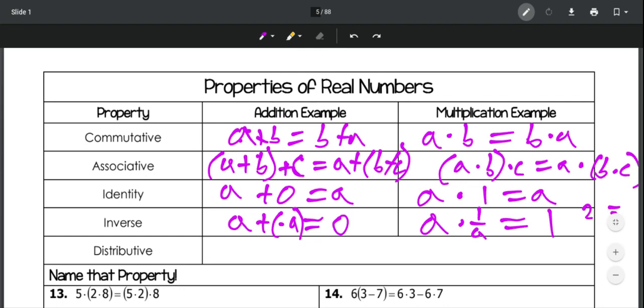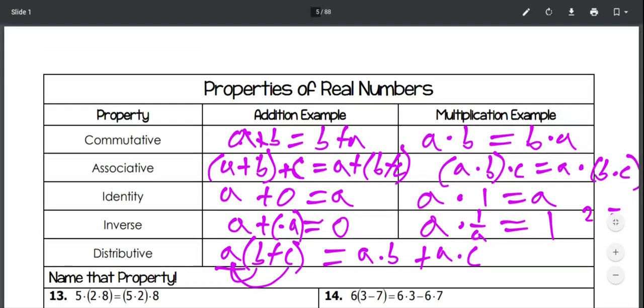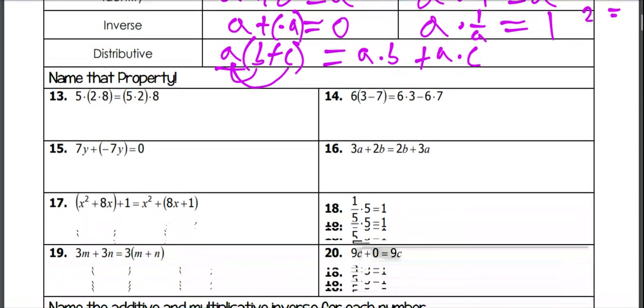And then distributive, I'm pretty sure we all should know how to distribute. It's just if we have a number outside of a parentheses, the way we do that is we come and multiply it by both. So a times b plus a times c. Okay, and those are all of those. Pause the video, write those down, because we're going to speed through this.